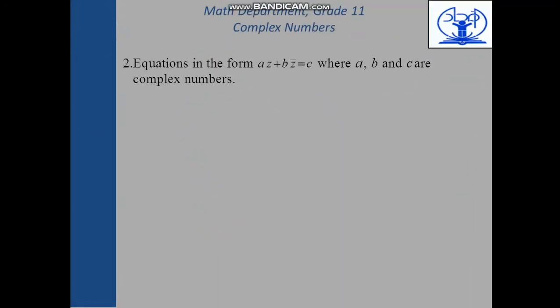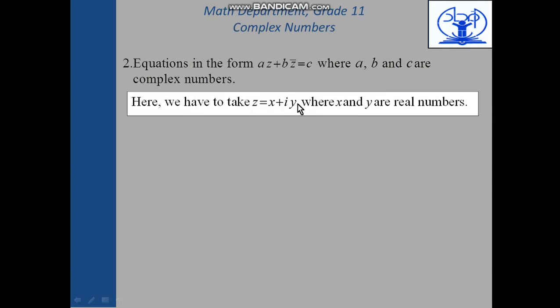Equation in the form az plus b z bar equals c, where a, b, and c are complex numbers. In this case, when we have z and z bar in the same equation, usually we prefer to pass to the algebraic form by putting z equal x plus iy, where x and y are real numbers. So we have to take z equal x plus iy.